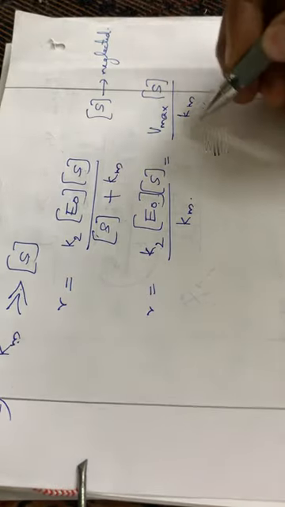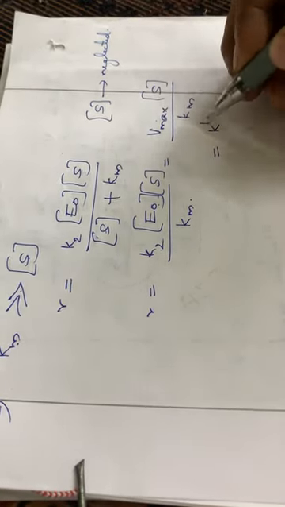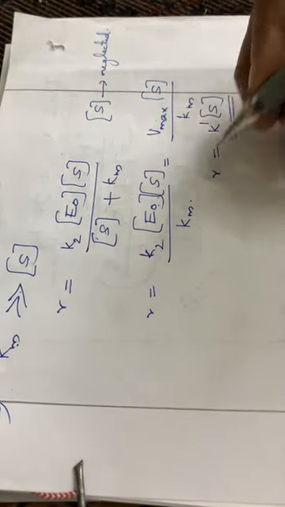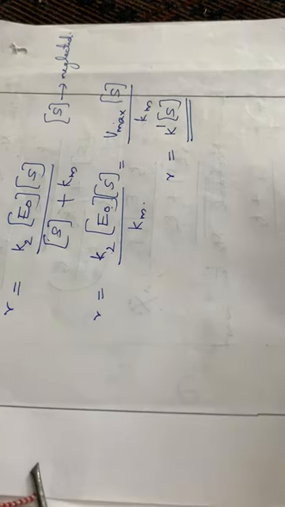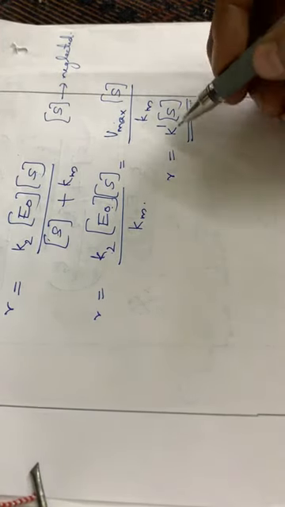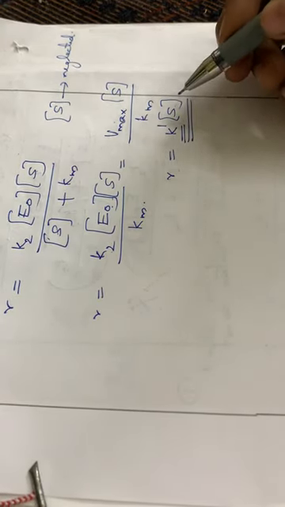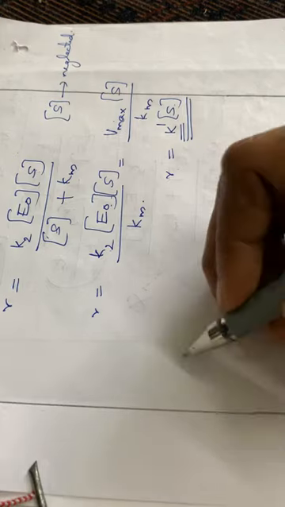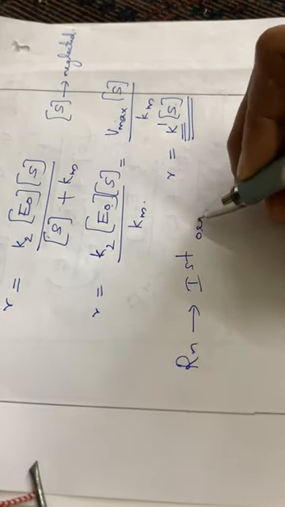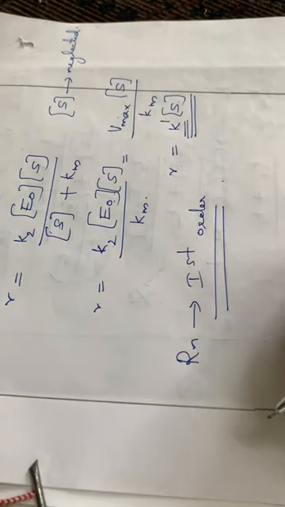Okay. Then again, Vmax by Km, we can say that they are all constant. So we can put it by another constant K dash into S. So the rate is equal to K dash into S. That means the reaction will be of first order. See, the rate is depending on only the concentration of one of the reactants, isn't it? So we can say that the reaction is of first order when Km is very much greater than S. Okay, that is the second condition.